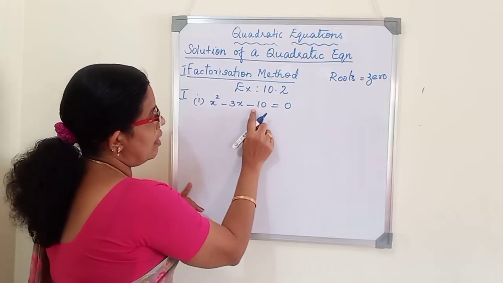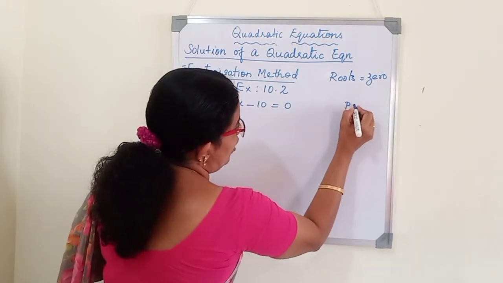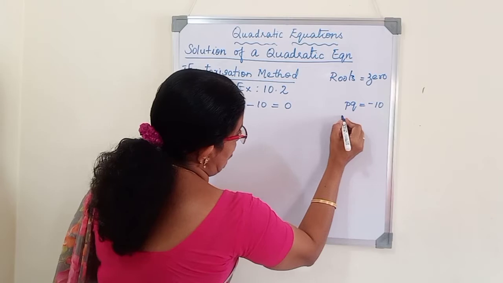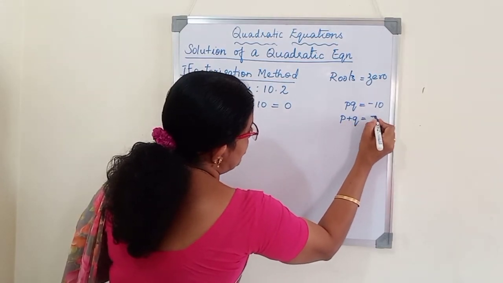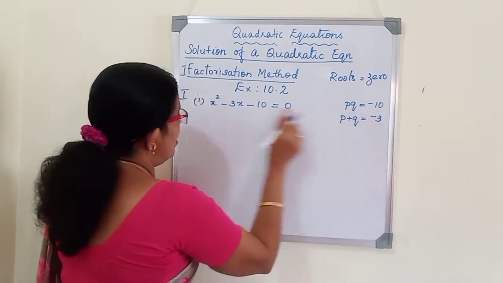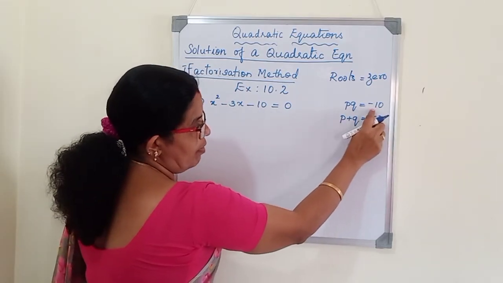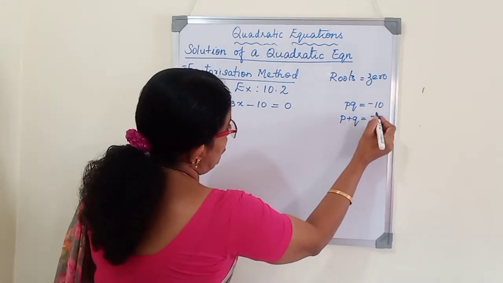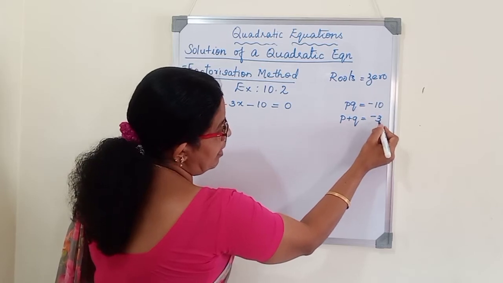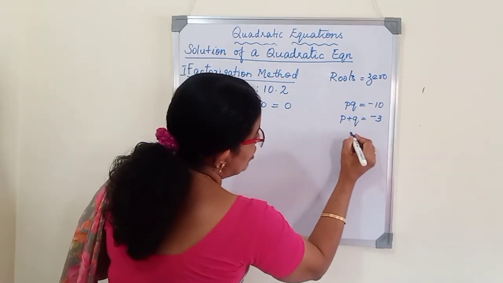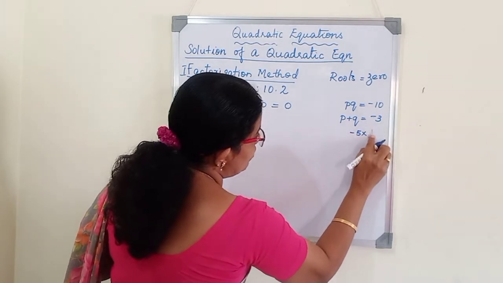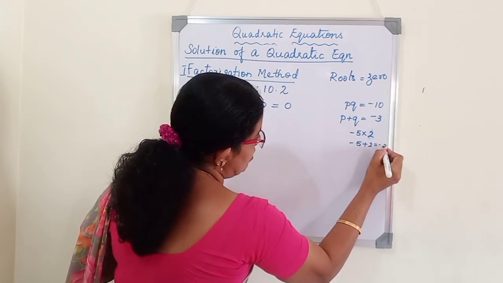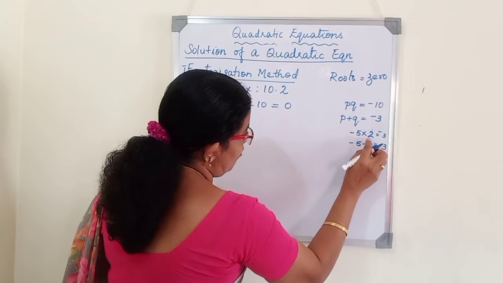Now we will see here product is minus 10. We will represent product as PQ equal to minus 10 and sum as P plus Q equal to minus 3. So we will select two numbers in such a way that the product of the two numbers will be minus 10, and when we add the same numbers we will get minus 3. Here 5 into 2 is 10 and 5 minus 2 is 3, but we want to get minus 3. So minus 5 into 2 is minus 10 and minus 5 plus 2 is minus 3. So the two numbers are minus 5 and plus 2.